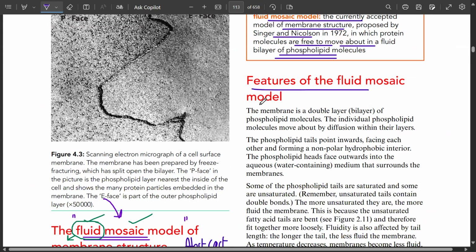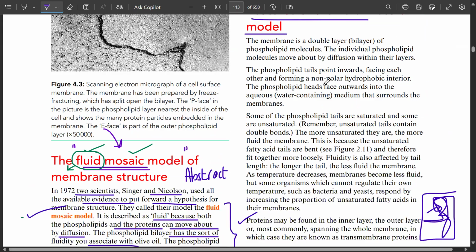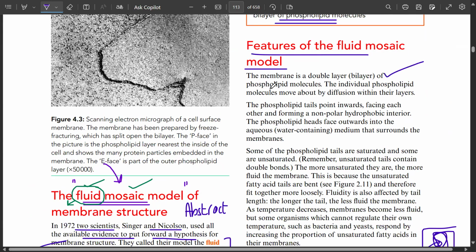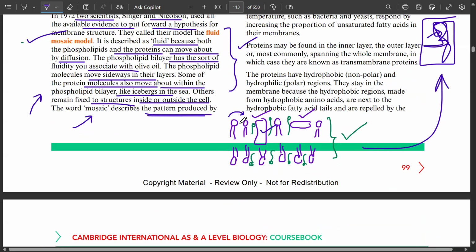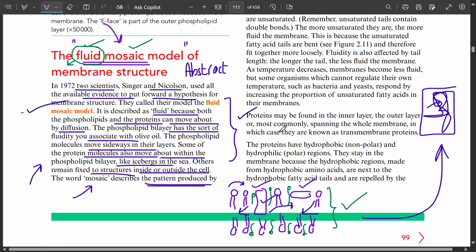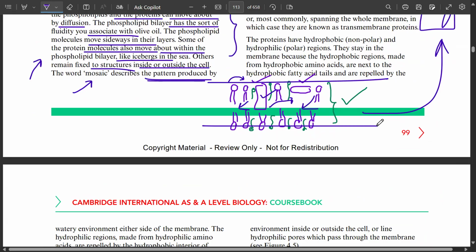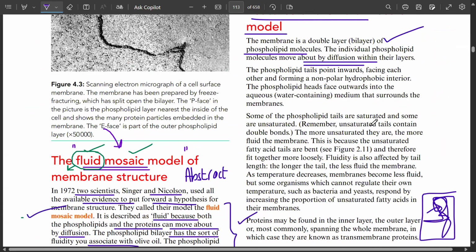So these are the different features of the fluid mosaic model. We first know that it's a bilayer structure made up of phospholipid molecules, and they all keep moving around by diffusion. That means these phospholipid molecules are fluid, they can move around the membrane as well. They can change directions, but they should stay within the structure of the membrane. Not outside, they keep moving inside.